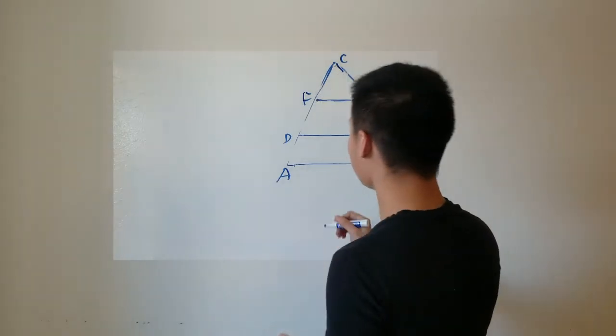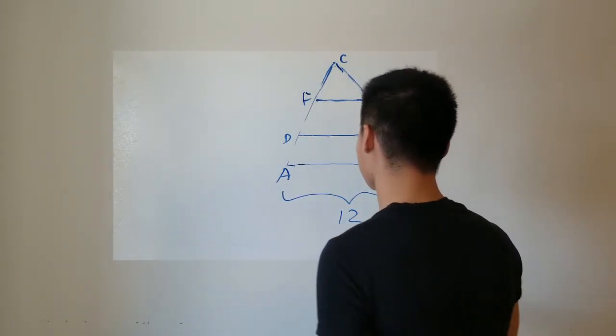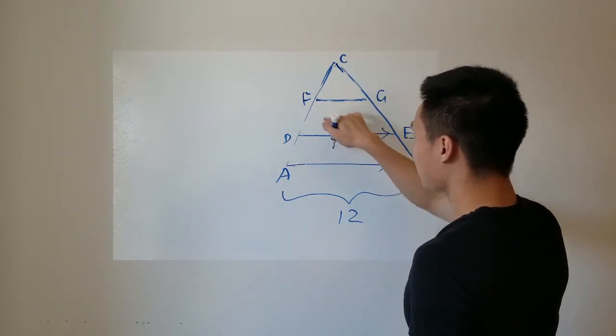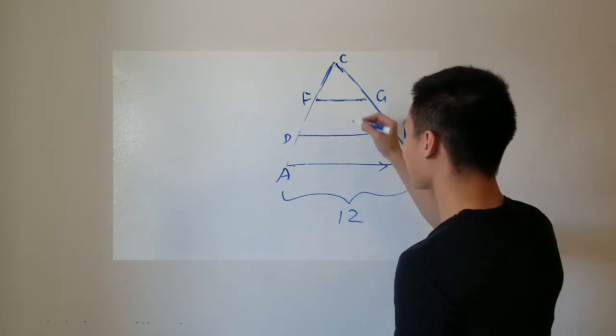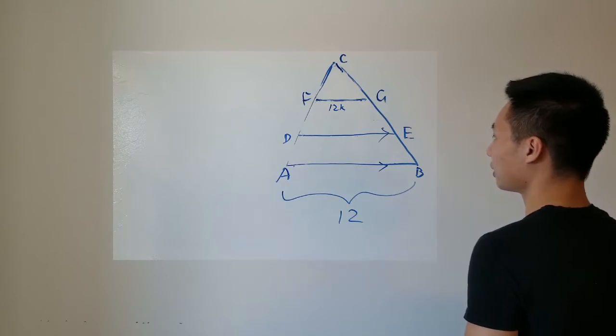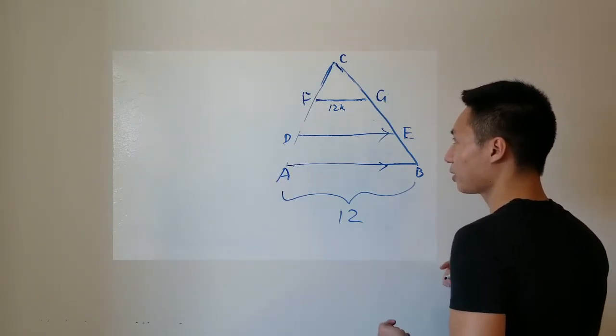Now, proportionality means that if AB is 12, right? Suppose this, we're given by the question, this is 12, then the length of FG must be some k factor of 12. So it means this is 12 times some number k, right? And moreover, another relationship between the areas, right?